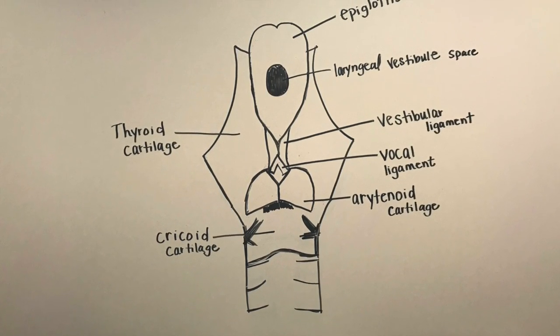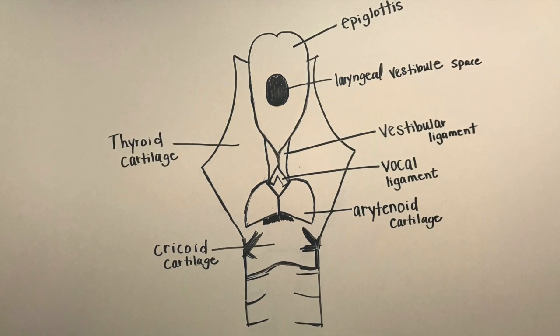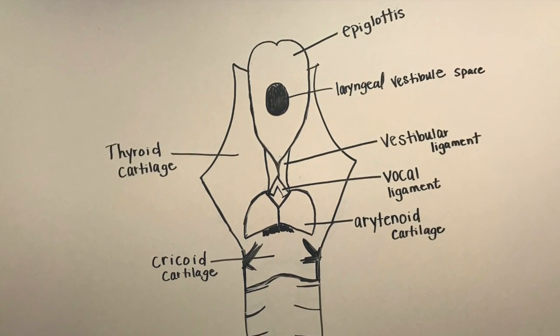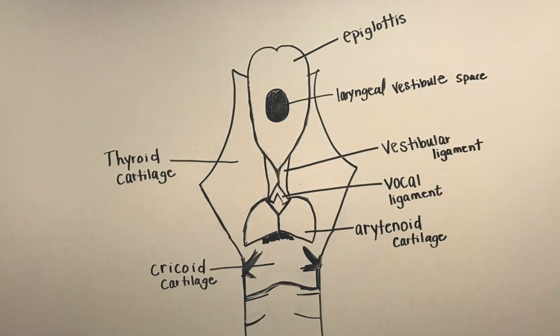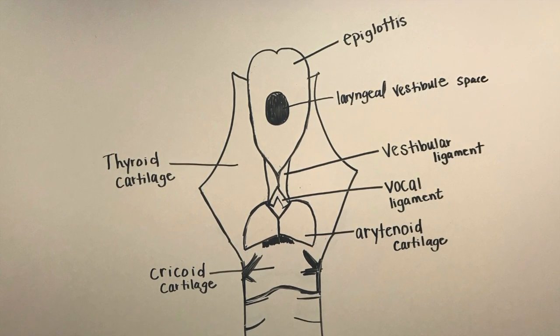The vocal ligaments are surrounded by the vocal folds. They aid in bearing tension in the vocal folds during the production of high-pitched sounds. Directly below that are the paired arytenoid cartilages, which aid in the movement of the vocal cords.